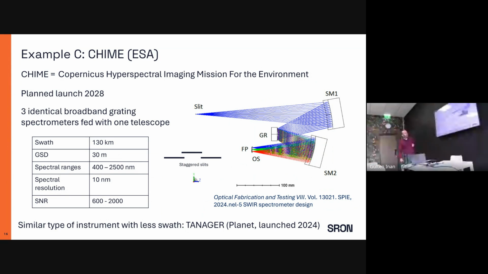It has a swath of 130 kilometers, a sampling of 30 meters, a big spectral range, a spectral resolution of 10 nanometers, and it's supposed to have a very high signal-to-noise ratio. So I think it will be a very nice instrument. It will still take some time before you have all the free data, but that's how it's going to look. For the instrument, there's a slit, a mirror, a curved grating which disperses the light, another mirror, and then it focuses on a detector.